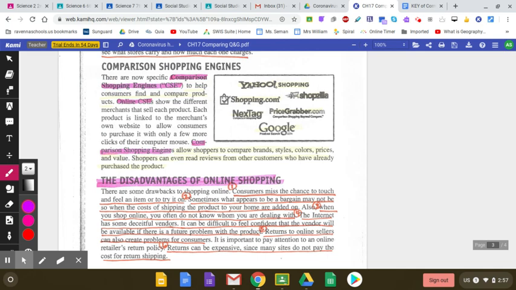Each product is linked to the merchant's own website to allow consumers to purchase it with only a few more clicks of the computer mouse. Comparison shopping engines allow shoppers to compare brands, styles, colors, prices, and value. Shoppers can even read reviews, and there you go, independent reviews, from other consumers who have already purchased the product.